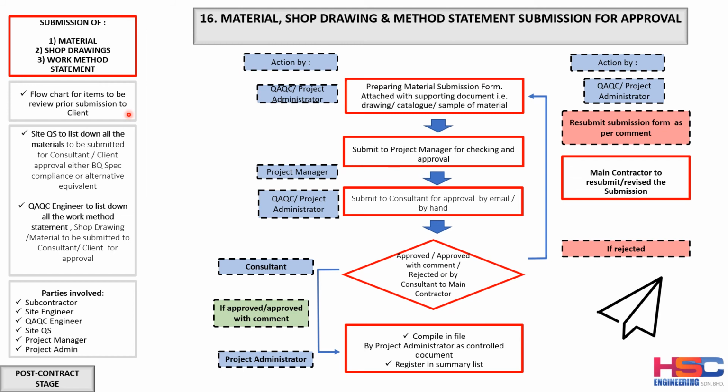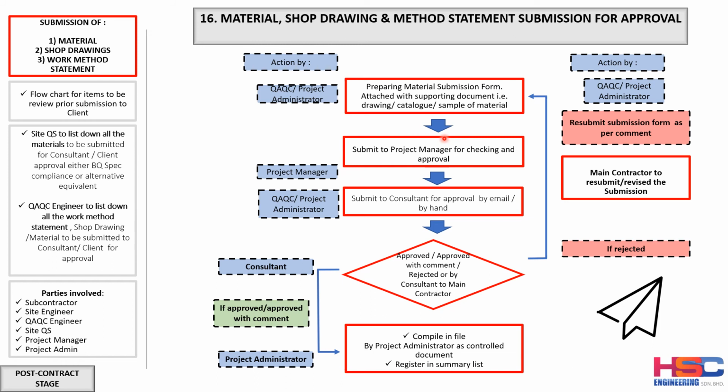First, the site QS lists down all the material to be submitted for consultant and client approval, based on the BQ spec or an alternative equivalent material. And then the QA/QC engineer lists down all the work method statements and shop drawings that need to be submitted for client or consultant approval. These are the parties involved.